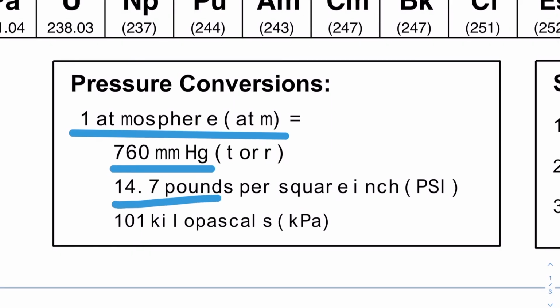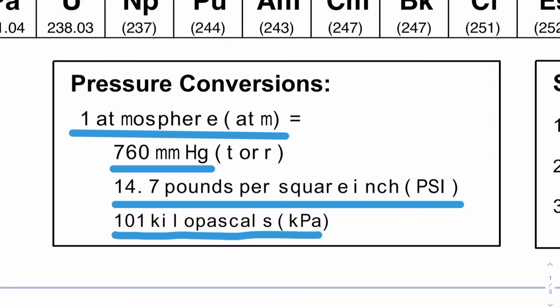Here's the PSI that we talked about. And this last one, kilopascals, is the metric unit of pressure. It's equal to newtons per square meter. A pascal is a very low pressure unit, so this is why you use the kilo, which means 1,000 times it. You should be able to convert between these pressure units, setting up a dimensional analysis or setting up a proportion.